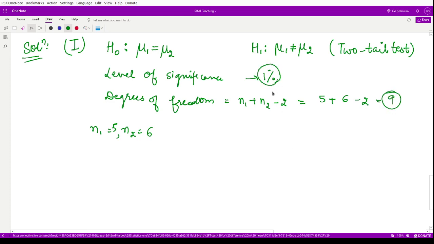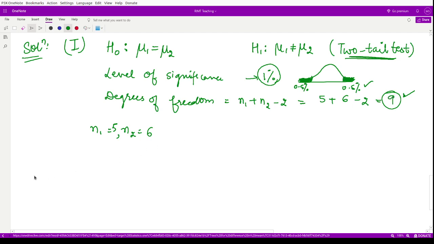And you want to test it at 1% level of significance. So 1% level of significance in a two-tail test means the whole critical region would be divided into two portions, one on the left and one on the right. This shaded portion would combine together to form 1% of the region, so this would be 0.5% region and this would be 0.5% region. In order to determine the tabulated value, we will use this level of significance with 9 degrees of freedom.